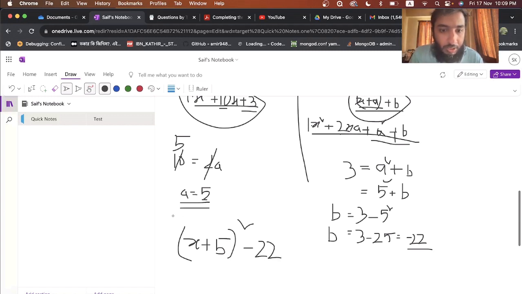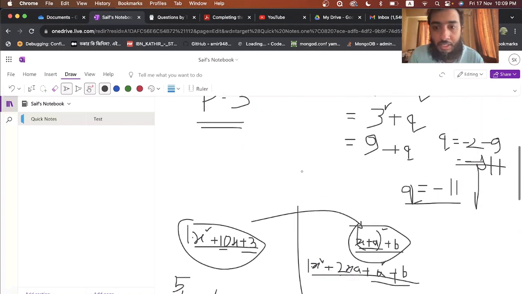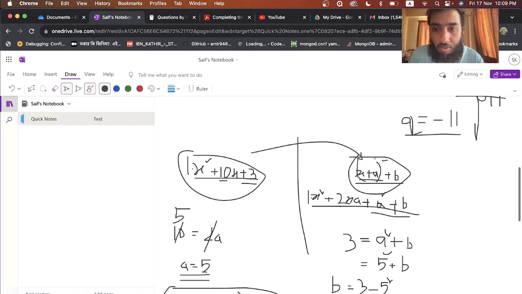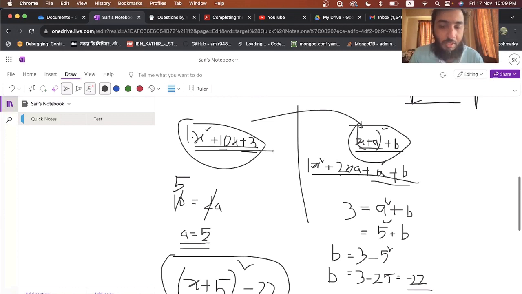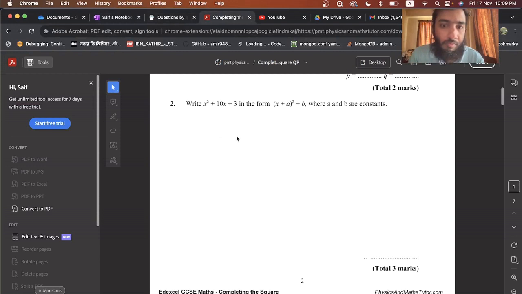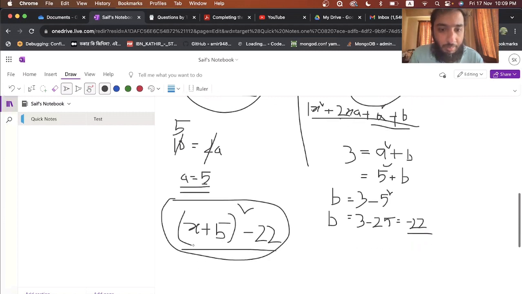So this is the form that is required, which is x plus a whole square plus b. So this is how this expression is equivalent to this expression. This is what is required in this question. So write this expression in the form x plus a whole square plus b, which is x plus 5, which is the value of a, and the value of b is what? This, minus 22.